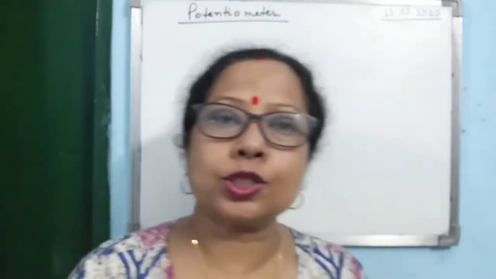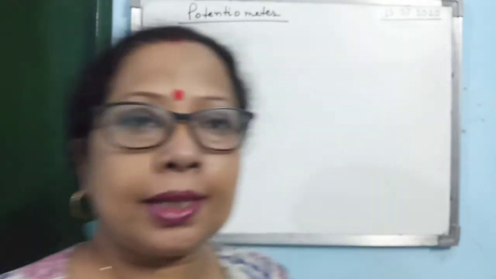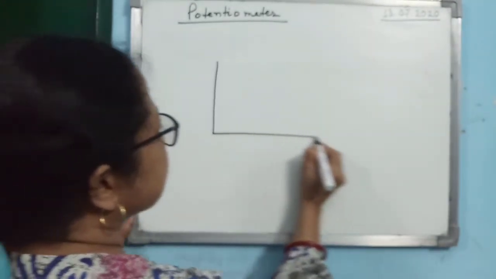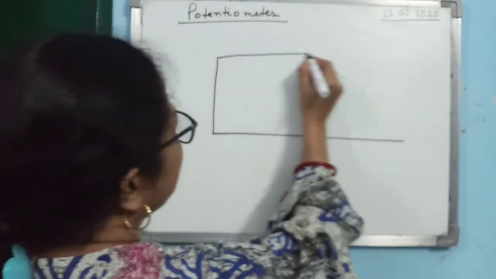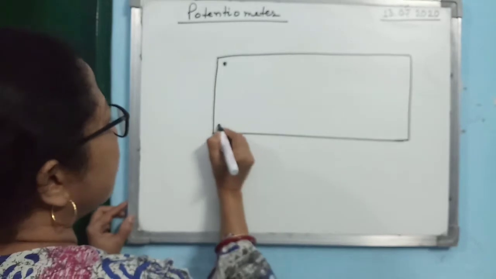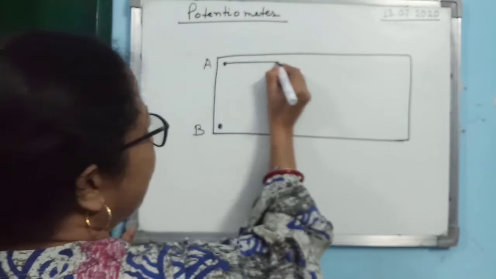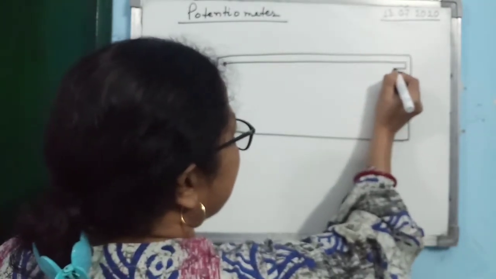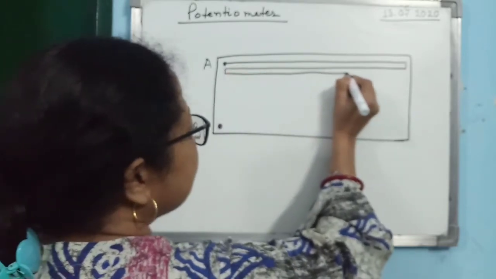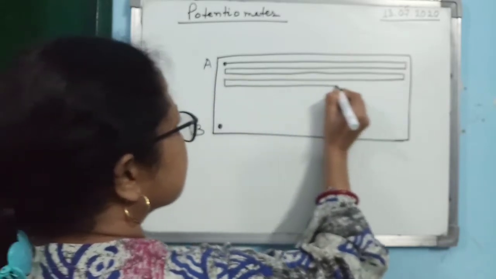Next topic is potentiometer. Now, what is potentiometer? That you have to understand first. Potentiometer is a very simple one. There is a wooden platform or wooden plank like this. On this wooden plank, there are two binding screws A and B. In between these two binding screws, there is a 10 meter long wire, and the 10 meter long string is accommodated like this.